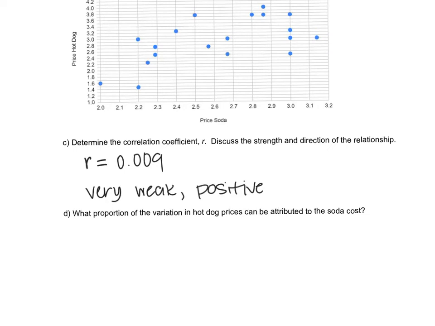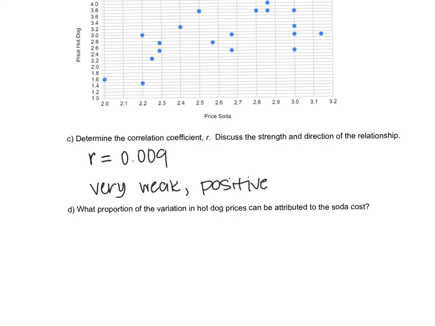And then for D, we want to know what proportion of the variation in hot dog prices can be attributed to the soda cost. So remember, this is the R squared value. So we're going to take 0.009 and square it. Your calculator might give you scientific notation, 8.1e-5, which means 8.1 times 10 to the -5. If I move my decimal place to the left 5 places, we get 0.000081. So there's a very, very small proportion, which if I were to convert to a percentage, would be 0.0081%.